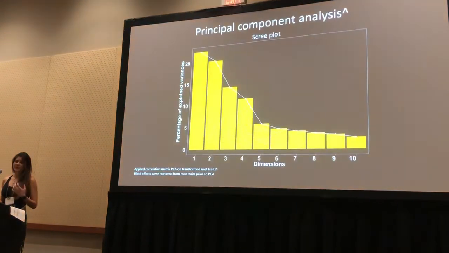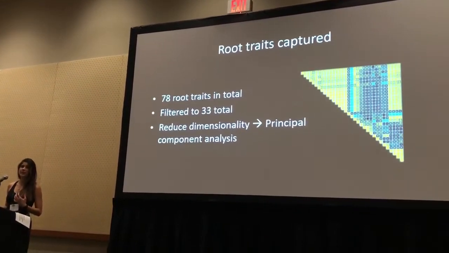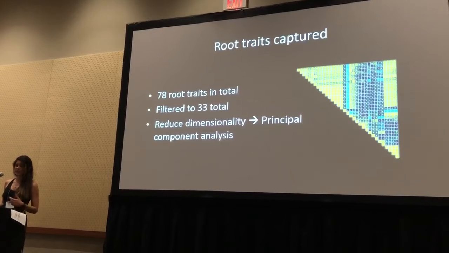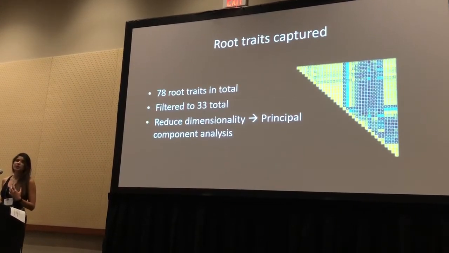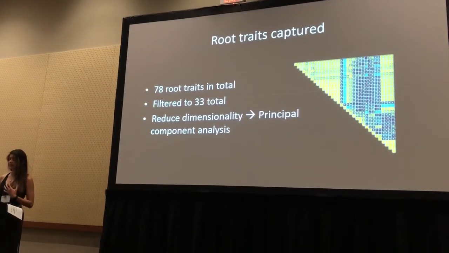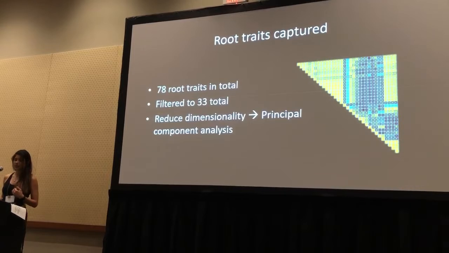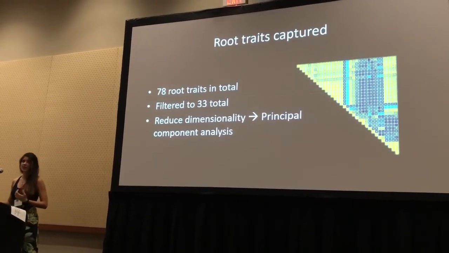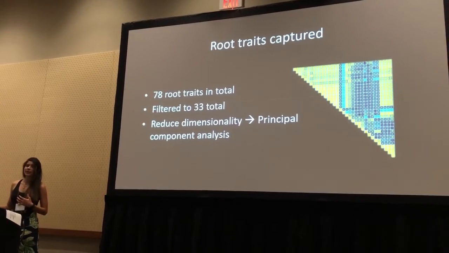This program gave me 78 root traits in total. However, many of these were not applicable to my system because they're for either monocot species or for excised roots, and I used whole root systems. In addition, there was a lot of redundancy in my traits, so I filtered to a total of 33 traits to work with, and to reduce the dimensionality of these 33 traits, I used principal component analyses.